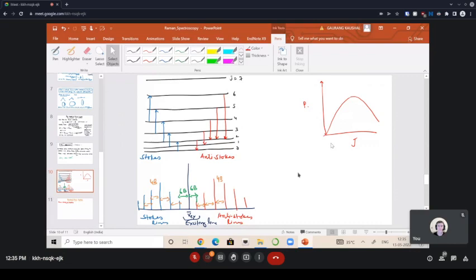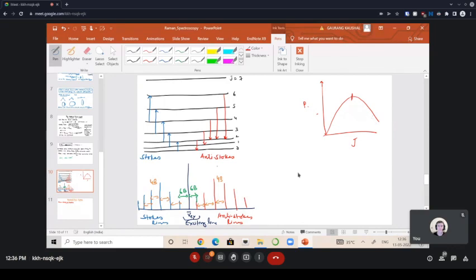Intensity is actually proportional to the probability of the transition. The larger the probability of transition, the higher the intensity. At a particular value of J, it will be maximum, but after that, when you further increase the value of J, its probability, population, or intensity will decrease.